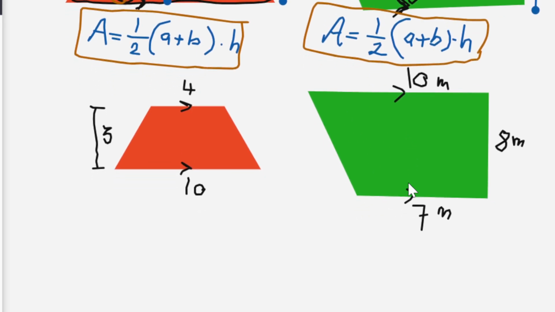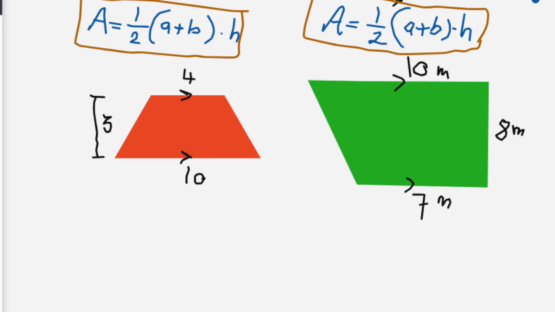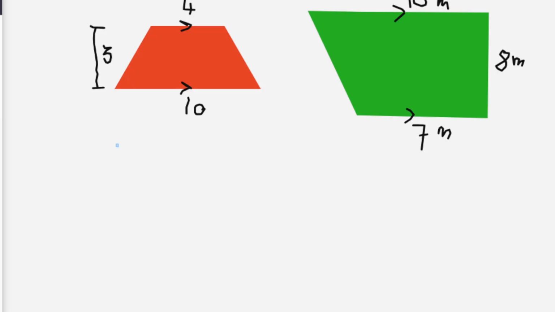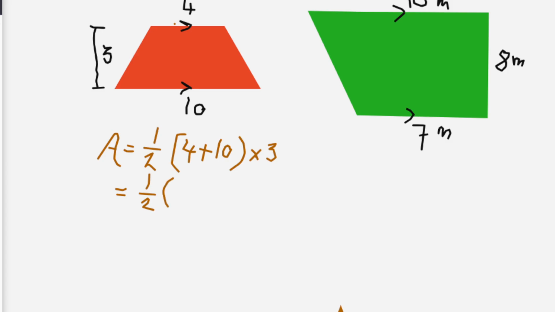Now let's look at the examples down here. We want to find the area of these two shapes. So the area of this one to the left is equal to half times A plus B, which is 4 plus 10. A plus B are the parallel sides, times the height, 3. The area is just this. Now let's do this. Write the half, and then 4 plus 10 is 14, and then times 3. Let's go down.